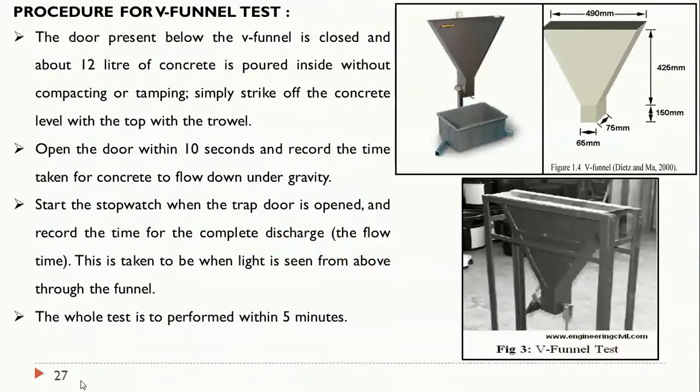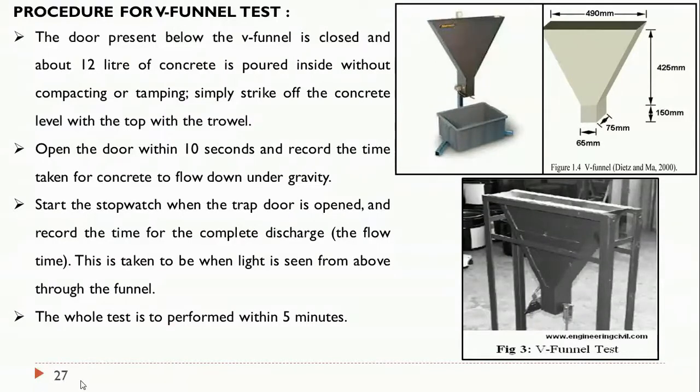So this is the apparatus of the V funnel. About 12 liters of concrete is poured inside the V funnel. You can see a V shape funnel there. The 12 liters of concrete is poured without compacting or tamping. We should not compact it because it is a self compacting concrete. Once the concrete reaches the top surface, the surplus concrete at the top is neatly trimmed off and leveled.